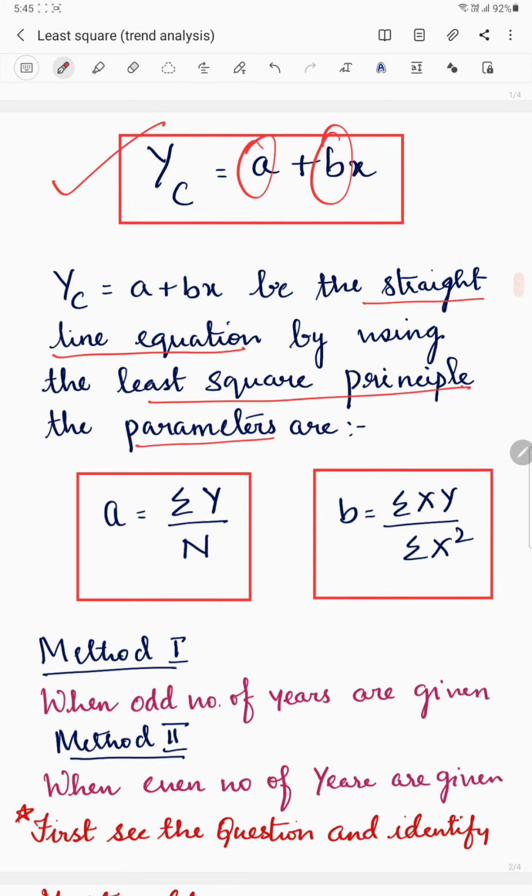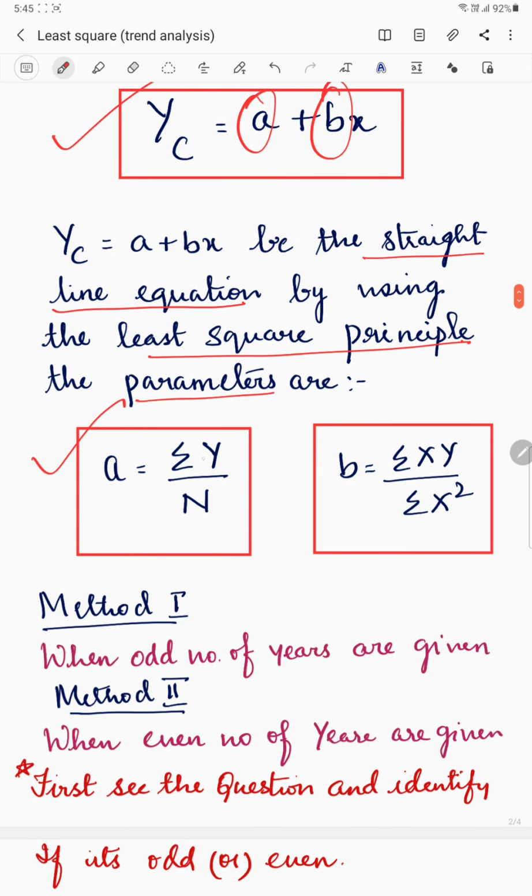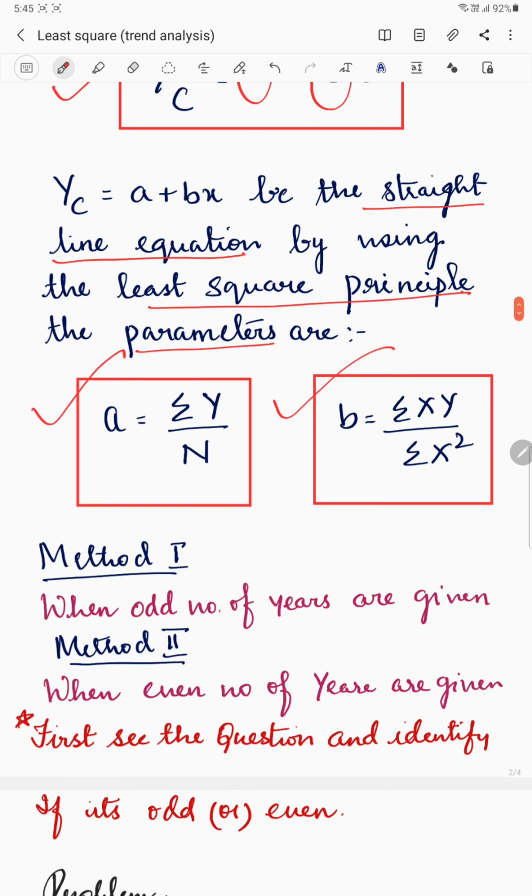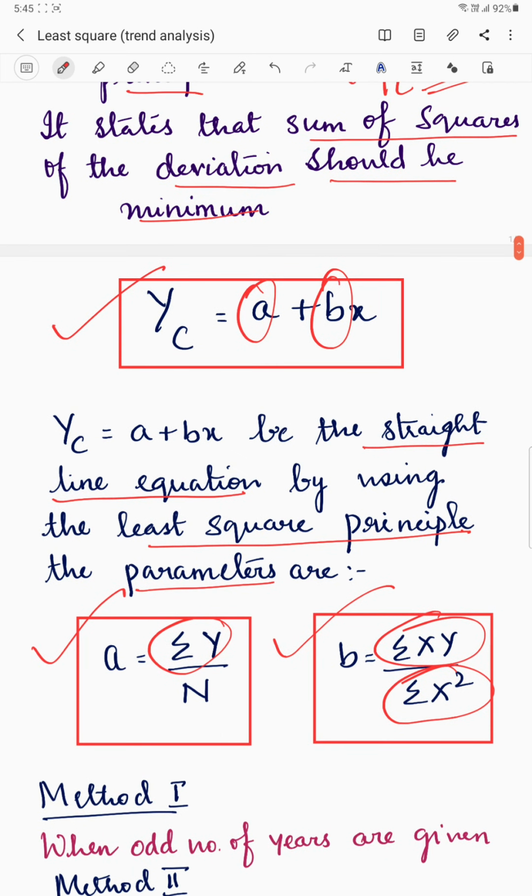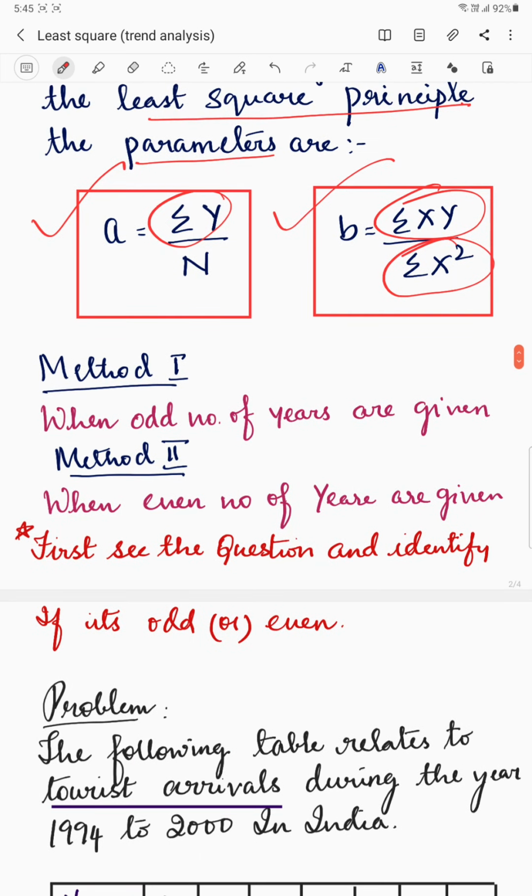The parameters are: formula for a is equal to summation y by n. Formula for b is equal to summation xy divided by summation x square. Okay, so as you can see, we need summation y, we need summation x, and we need summation xy in the table. I always say learn the formulas perfectly. It will be very easy in formulating the table.